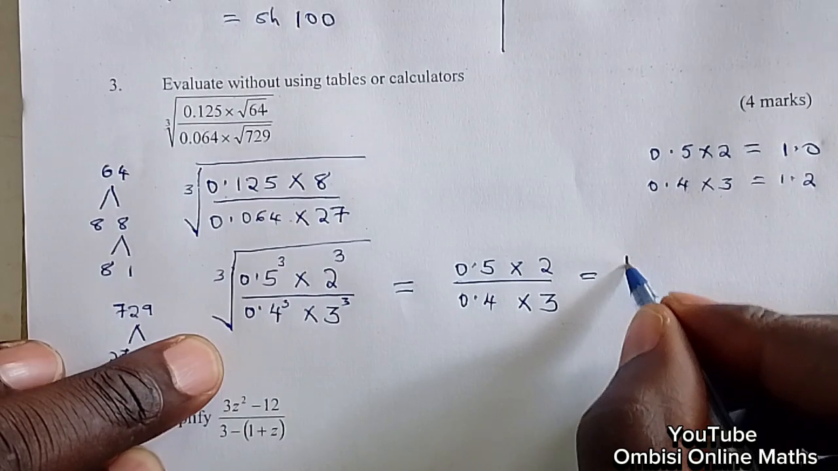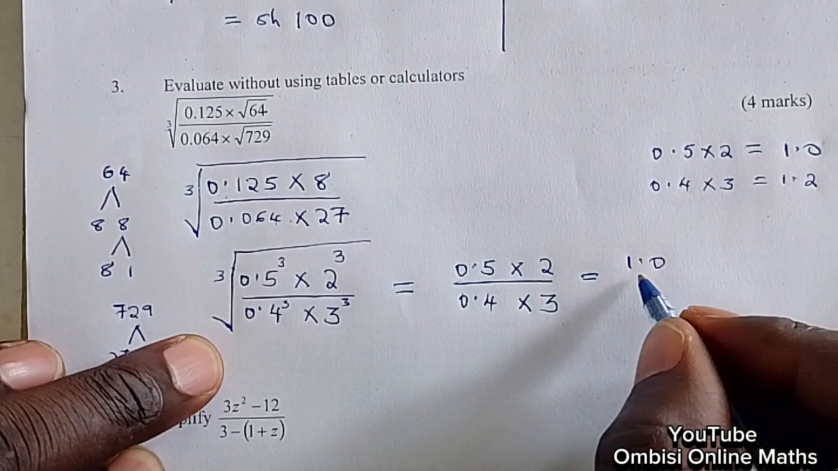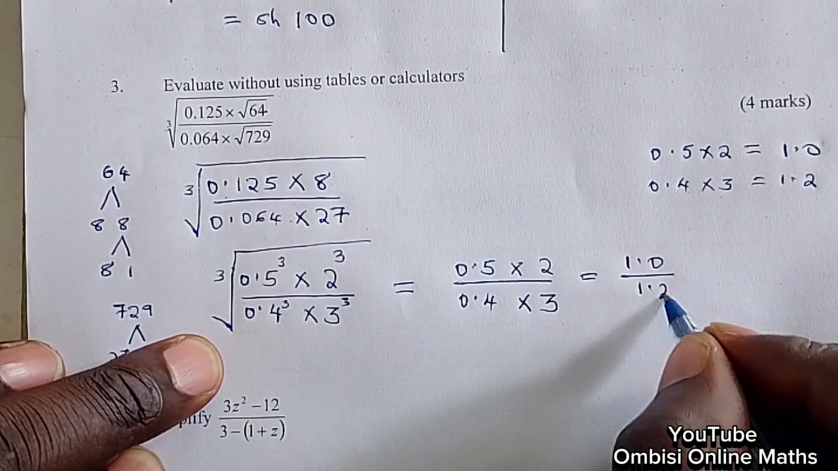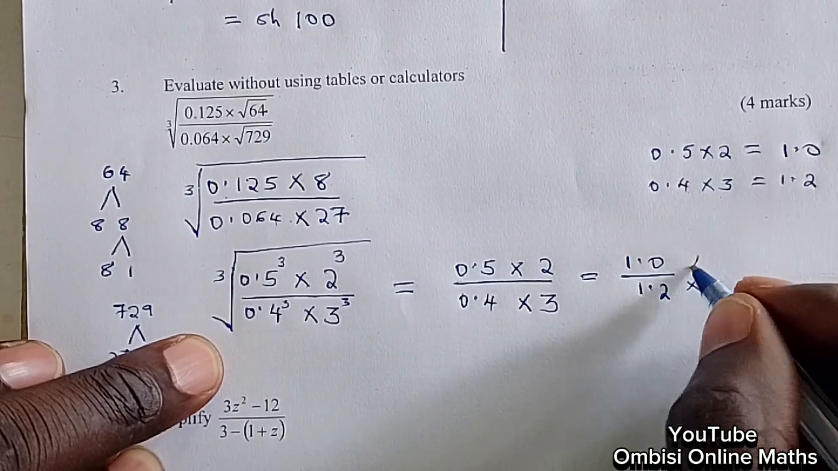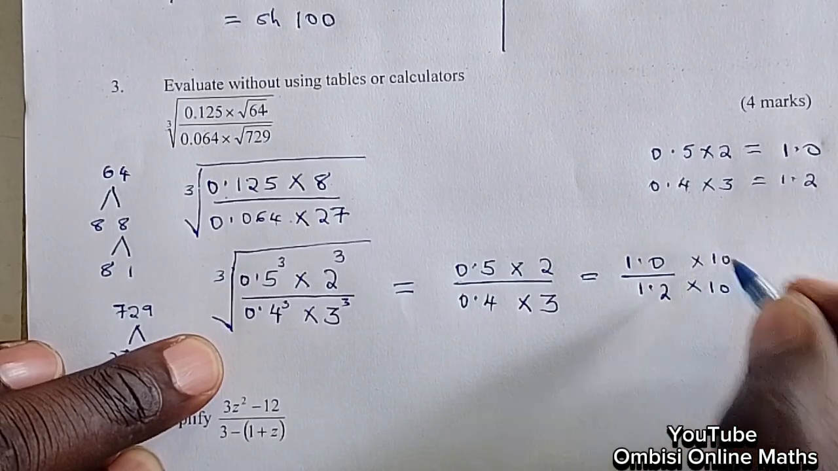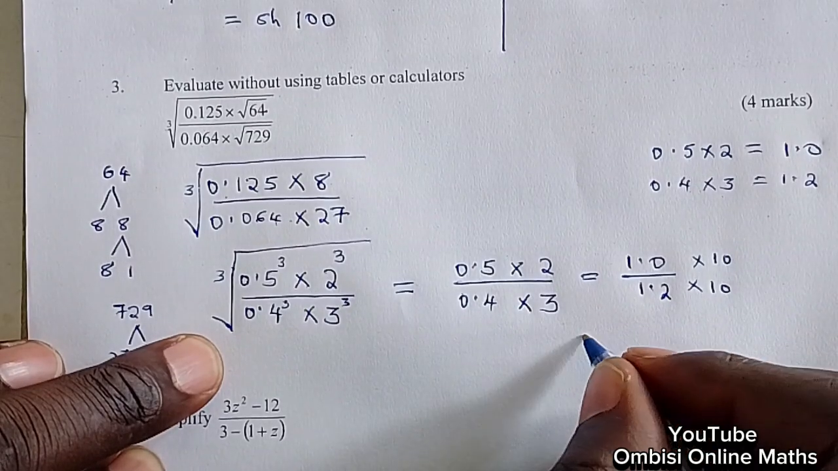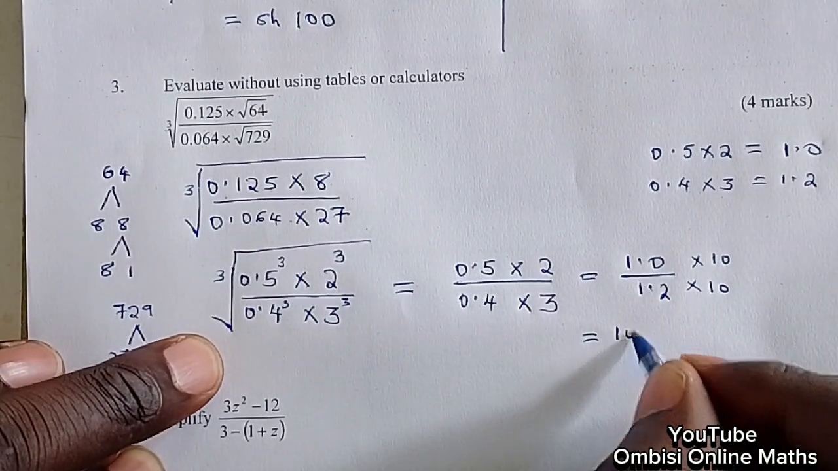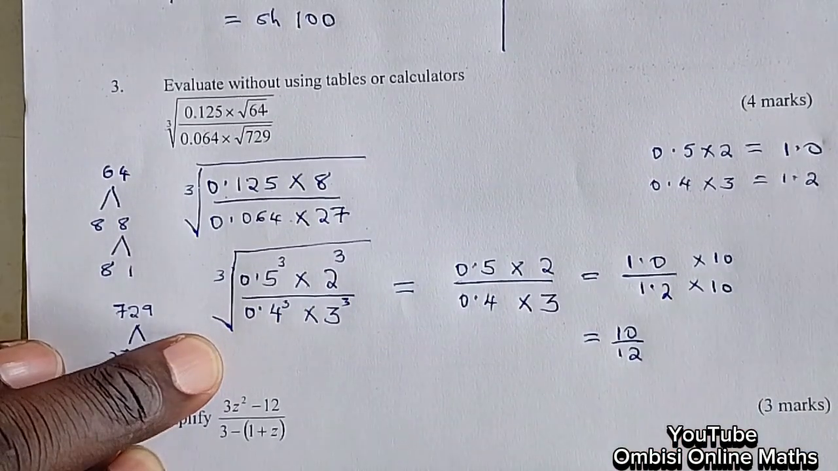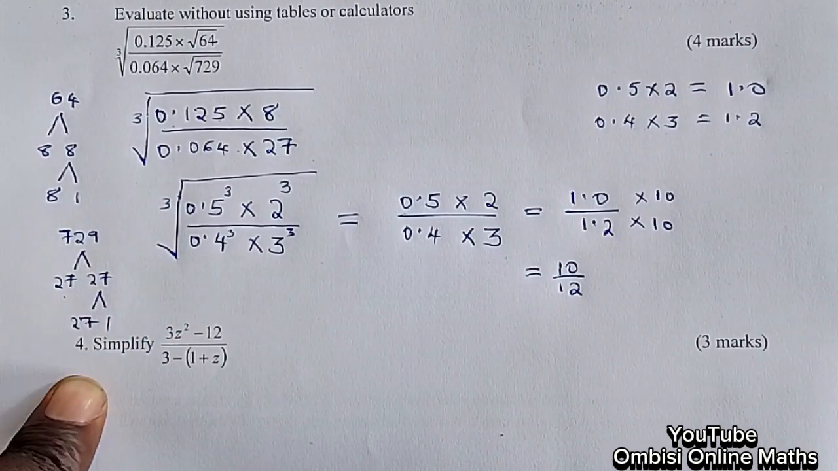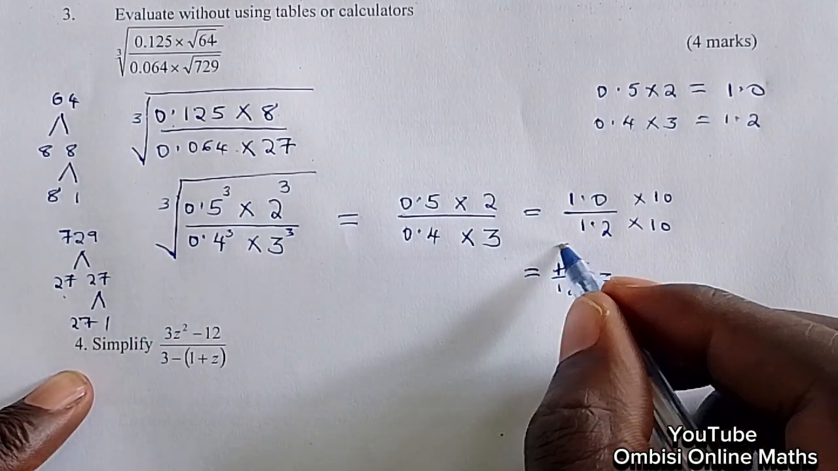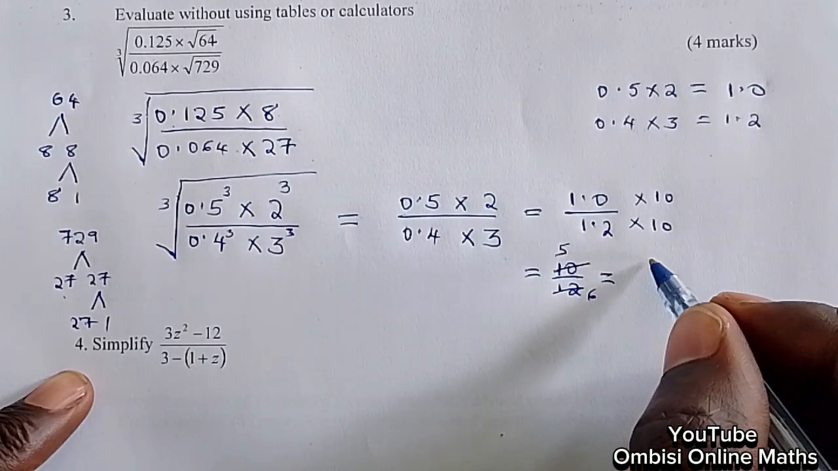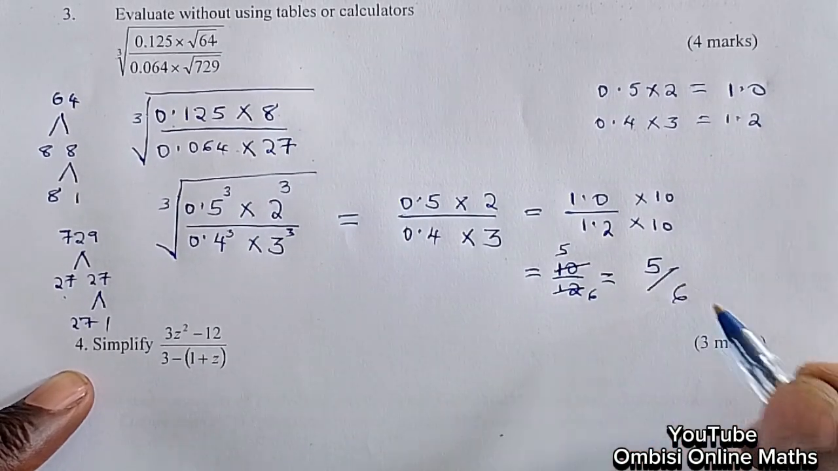So basically, you'll end up with 1.0 over 1.2. Multiply the denominator by 10 to remove the decimal, then also multiply the numerator by 10. So you end up with 10 over 12. Now 10 over 12 can be simplified: 2 goes into 10 five times, 2 goes into 12 six times. So the answer is 5 over 6.